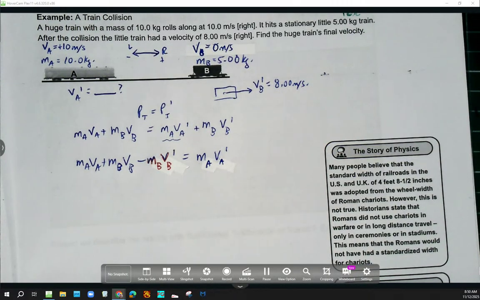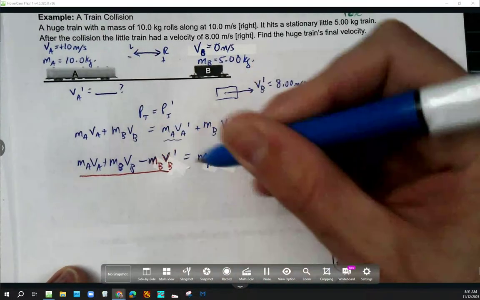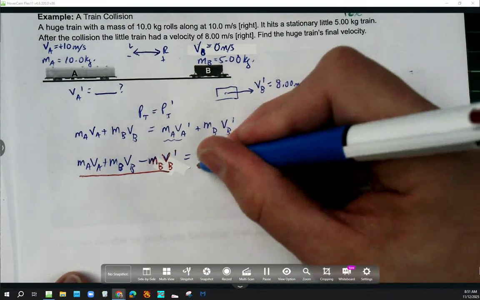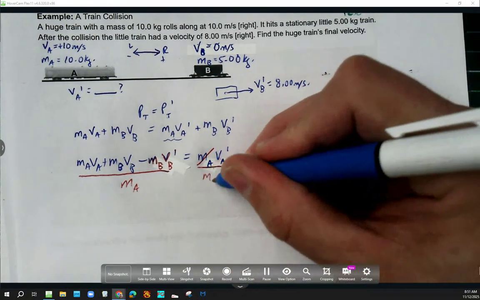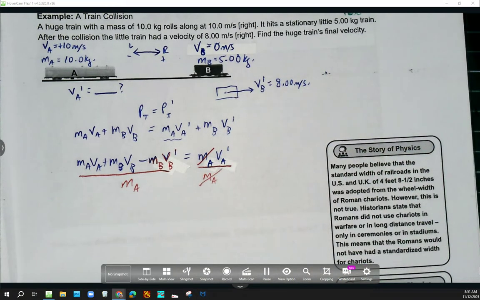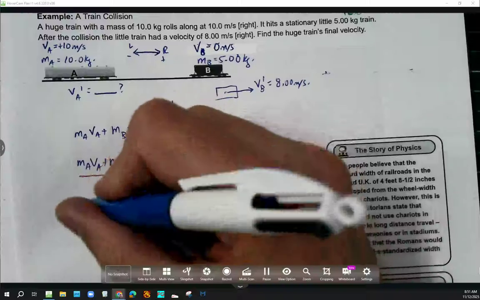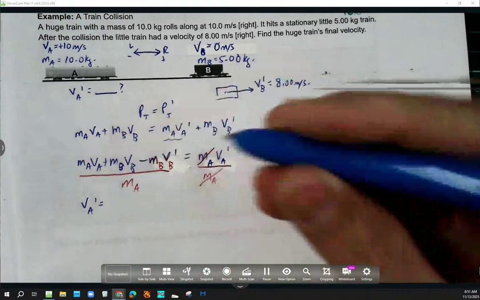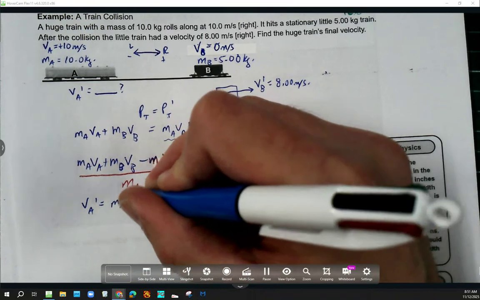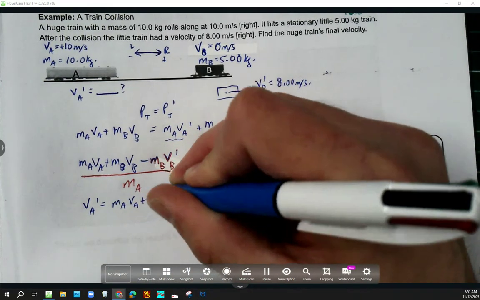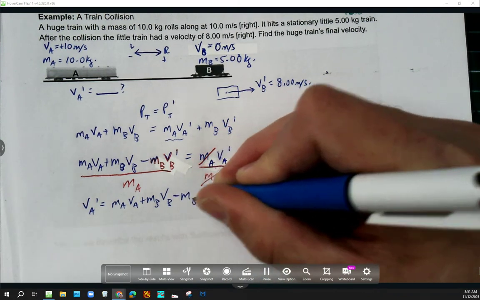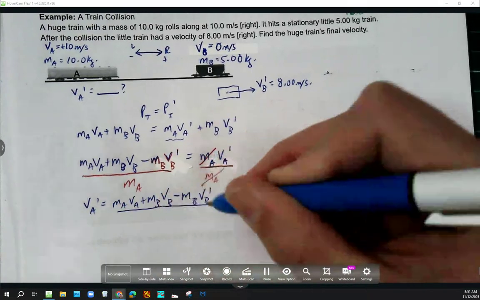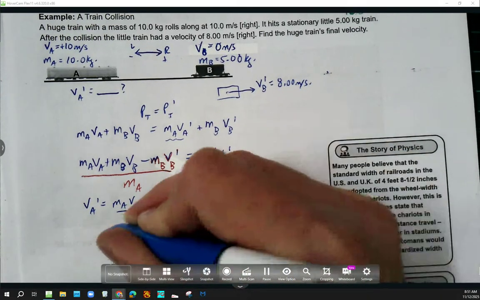Thank you. So I'm going to throw in an extra calculation here, just because I don't want to rewrite another line of this. I'm going to divide both sides by MA to cancel out that MA. And that gets my VA primed by itself in a real hurry. So I can say VA primed is equal to MA VA plus MB VB minus MB VB primed, all over MA.